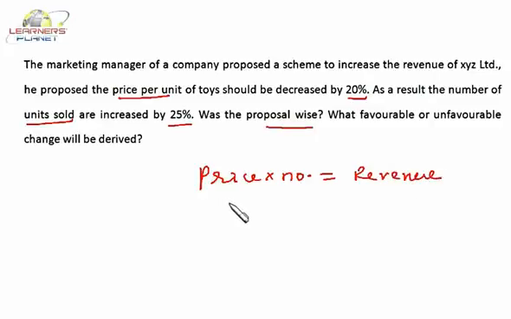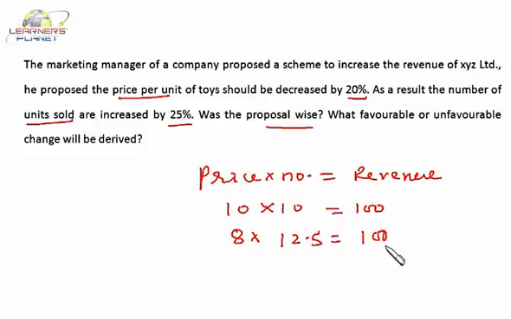Now let's assume the price per unit is 10 and the number of units is also 10. So the total revenue generated is 100. Now he proposed the price per unit should be decreased by 20%. That means the new price is 8 and the number of units are increased by 25%. That means the new number of units is 12.5. So it's again 100. That means there are no changes in the revenue. Initially it was 100 and after this scheme still the revenue is 100. So there is no change.